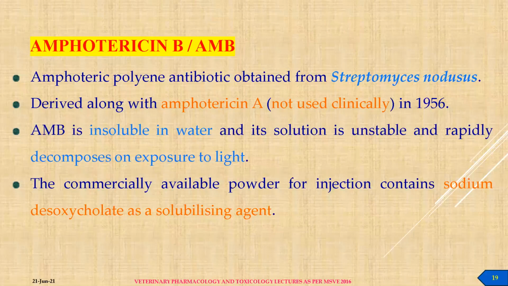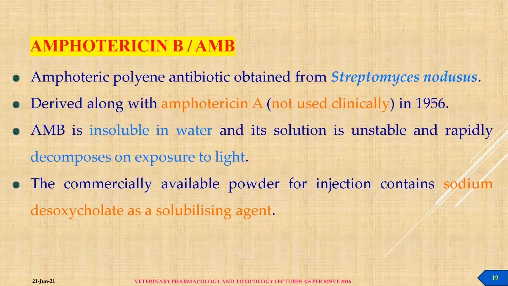So we were learning about amphotericin B, a drug very commonly used as one of the important antifungal drugs, including in the recent mucormycosis. We have already learned that amphotericin B is a polyene antibiotic, obtained from Streptomyces nodosus.